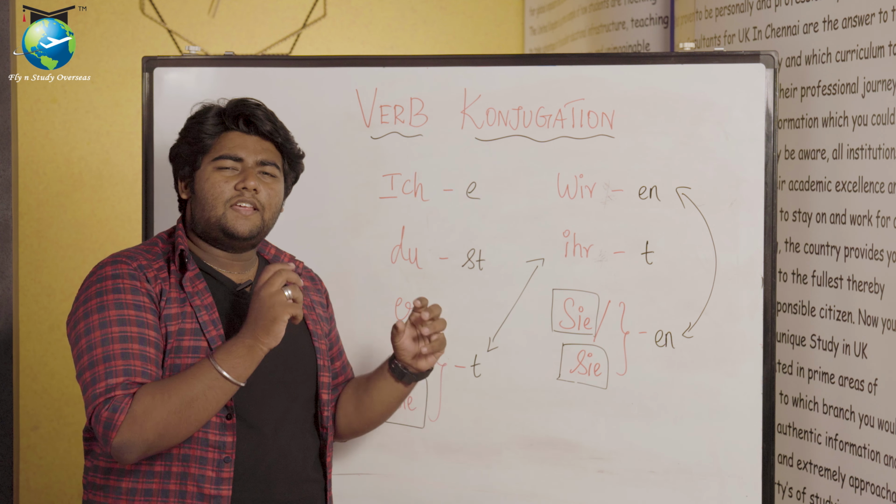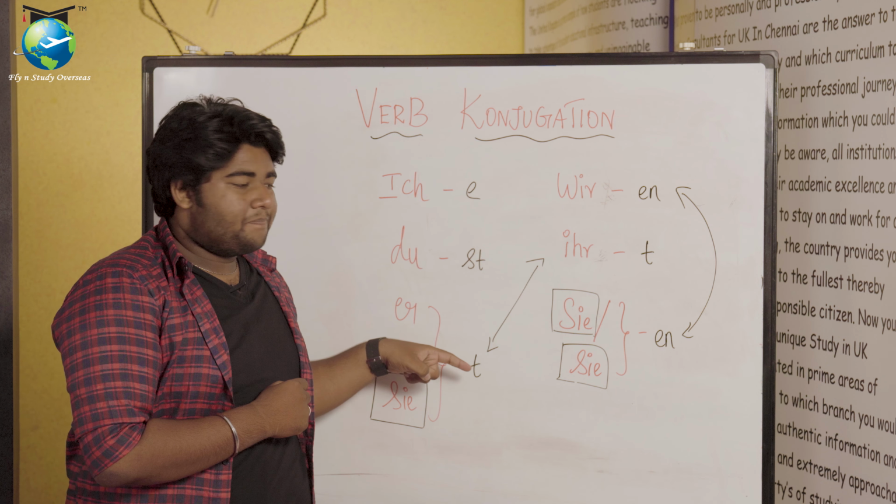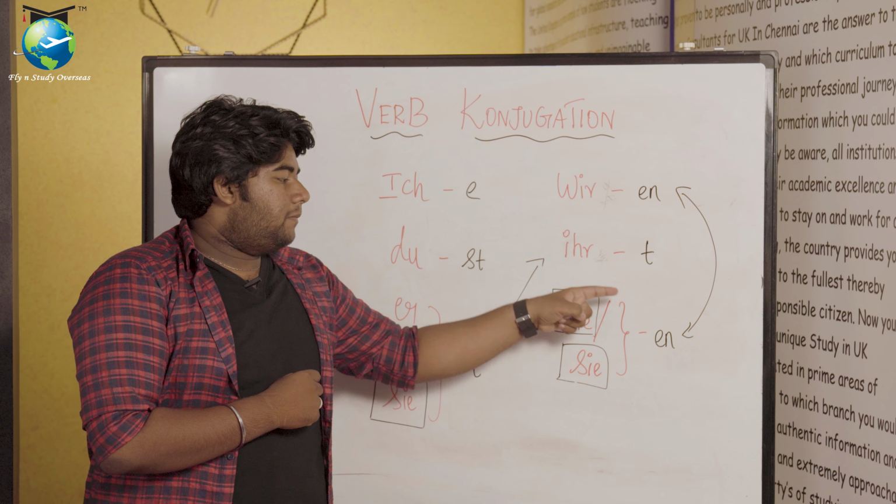And you can see there are some similarities. For example, for er/sie/es and ihr, the verb will end with t. They both are the same. For sie and Sie, the verb will end with en. And for wir, the verb will end with en. So for wir and the sie forms, the endings are the same. Okay, till now we saw the personal pronouns, the verb conjugations and the verb endings. Now I am going to teach you how to apply those verb endings to the verb.